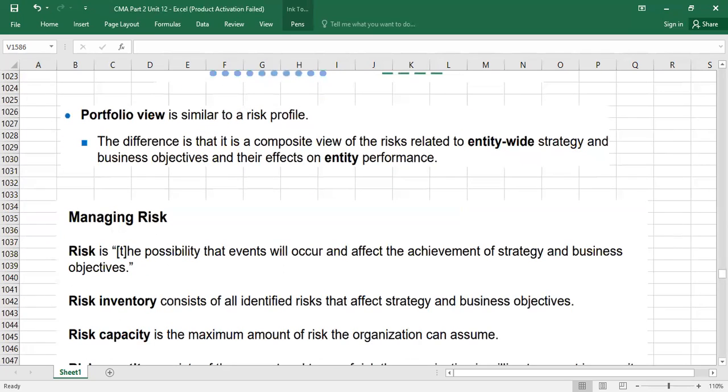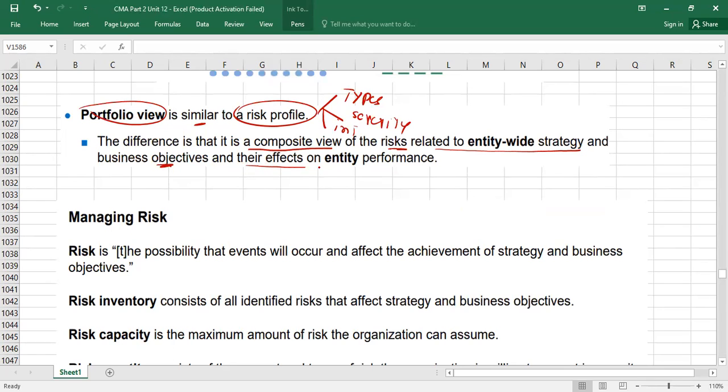Then guys, there is one more word that is called portfolio view. Portfolio view, because sometimes they ask the difference, right? Portfolio view is similar to risk profile. In a risk profile, you remember three things we record: types of risk, severity of risk, and what? Interdependence of the risk. So what is the risk portfolio view? The difference is that it is also a composite view of risk related to entity-wide strategy and business objective, and their effect on entity performance.